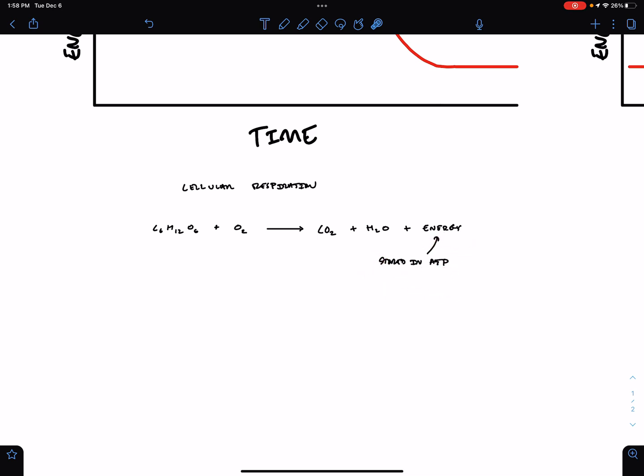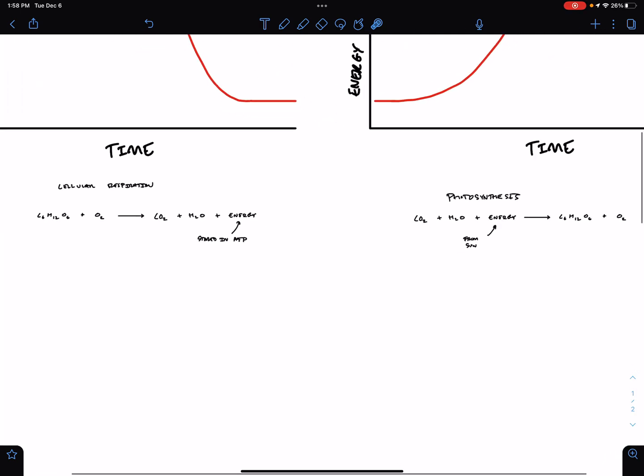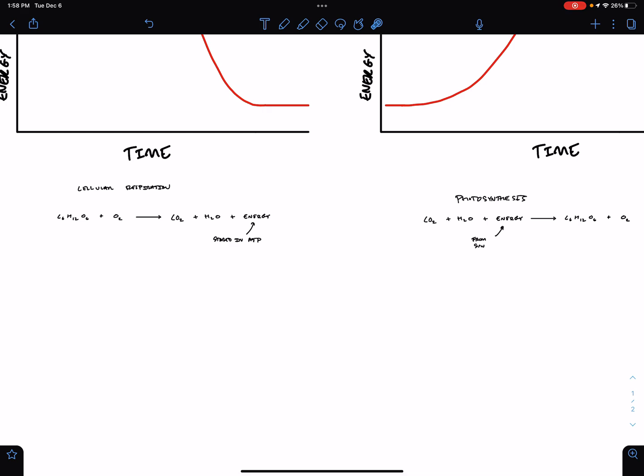ATP is adenosine triphosphate, and it's the energetic currency of the cell. It's how the cell stores energy for very short-term use and then spends it. Okay, so these two reactions are just inverses of one another. The reactants of photosynthesis are the products of cellular respiration, and the products of photosynthesis are the reactants of cellular respiration.